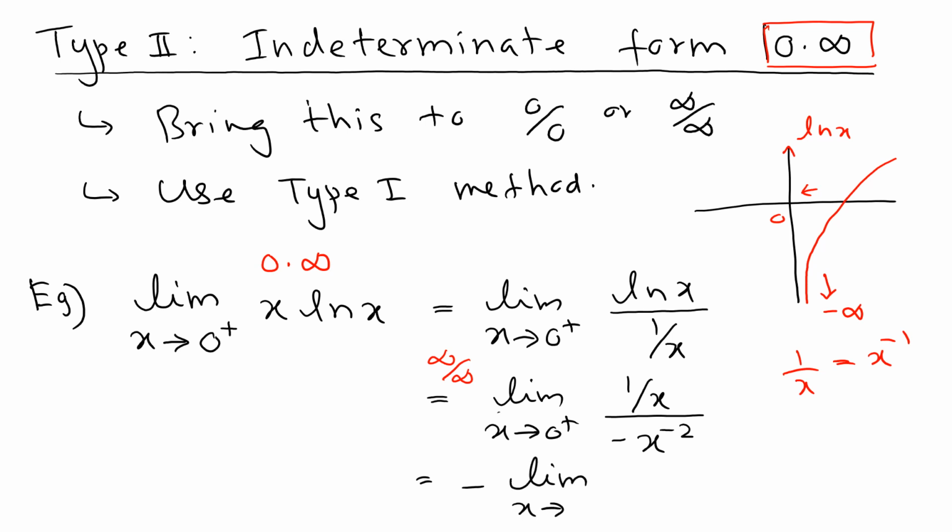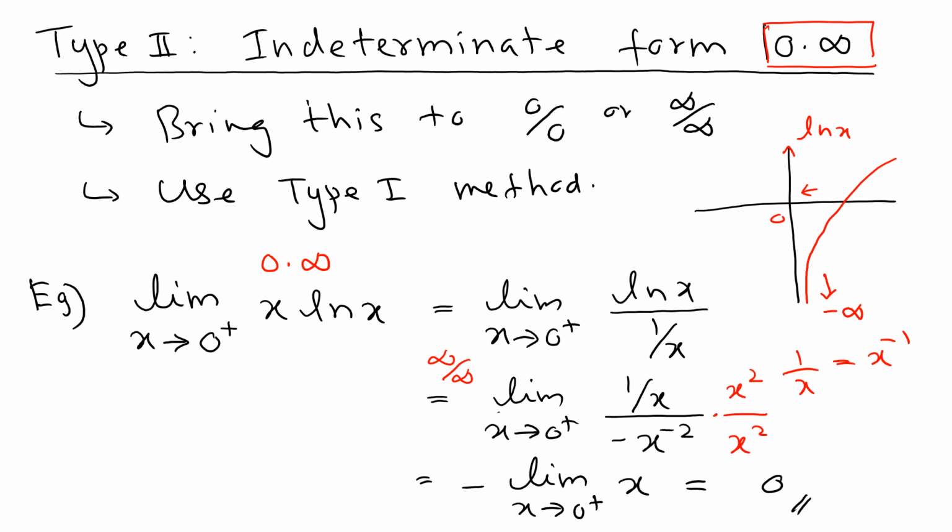Then what we can do is multiply the top and bottom by x squared. So the top gets cancelled out, so you get 1. The negative sign we write outside. The bottom becomes 1 over x times x squared, which means x. So it just becomes x. So now when x goes to 0, x goes to 0, so it is simply 0. So the answer is 0 actually.